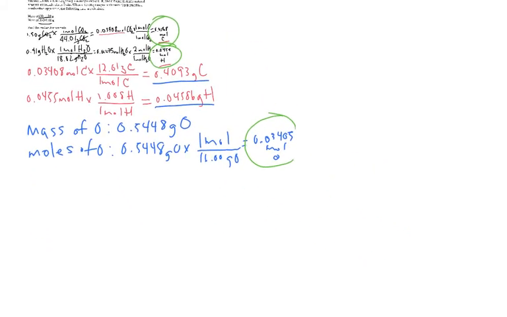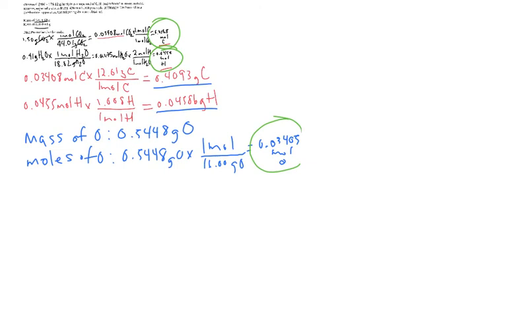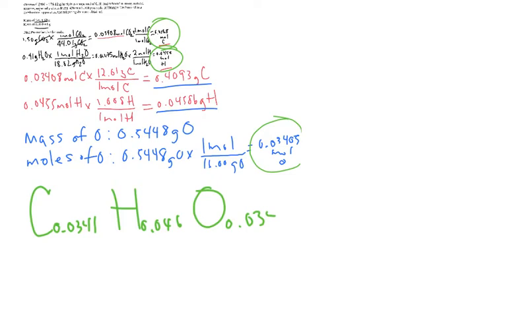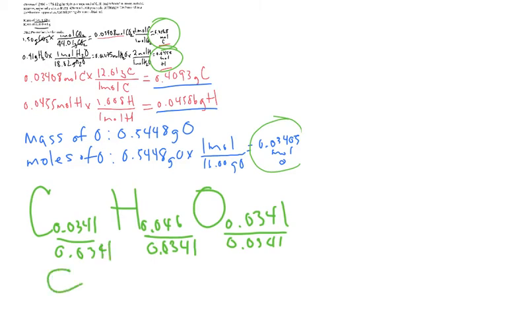I'm going to make all of this pretty small. So we have carbon, hydrogen, and oxygen. The amount of carbon that we have is 0.0341. The amount of hydrogen in moles is 0.046. The amount of oxygen is 0.0341. We have the same moles of carbon and oxygen, so we could divide by either one. It doesn't matter, it will be the same. But it's the smallest number of moles. I forgot O there. So when we do this, we get carbon is 1, hydrogen is 1.3, and oxygen is 1.